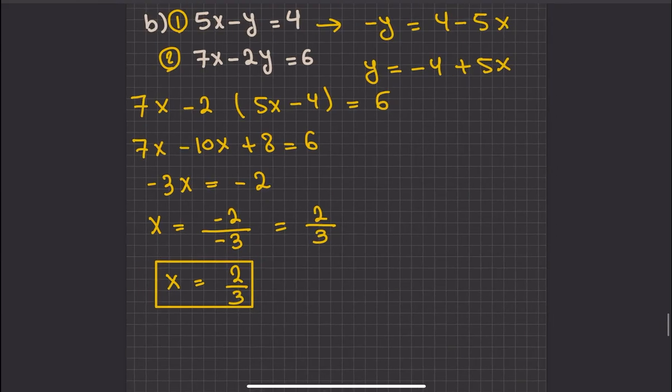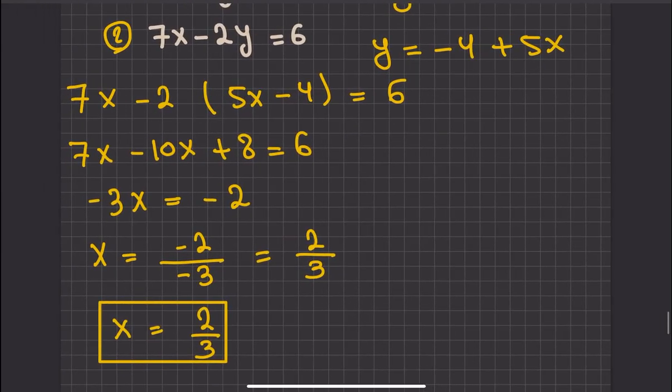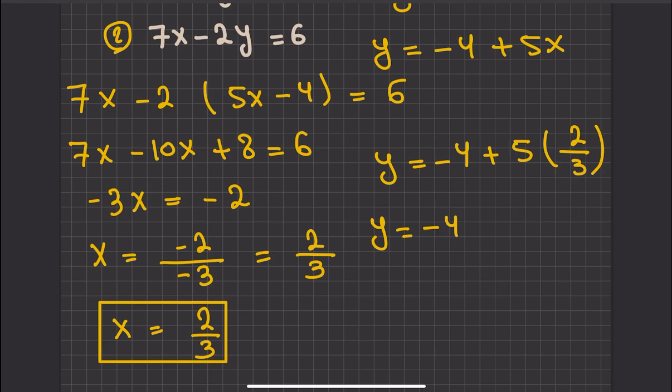So I have my x. Let's go find my y. I'm going to choose this one, negative 4 plus 5x. I'm going to write down y equals negative 4 plus 5, 2 over 3. It's going to be y equals negative 4, 2 times positive 5, and 3 times 1. So I'm going to have plus 10 over 3.